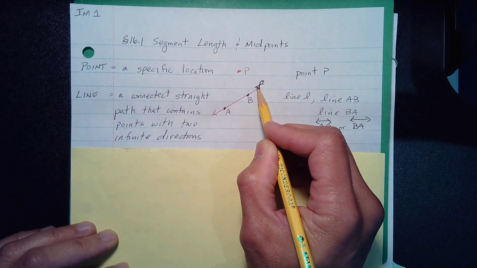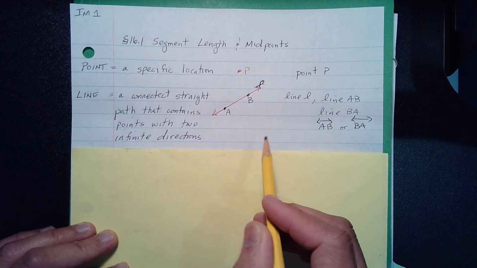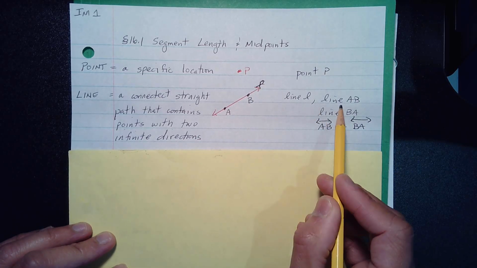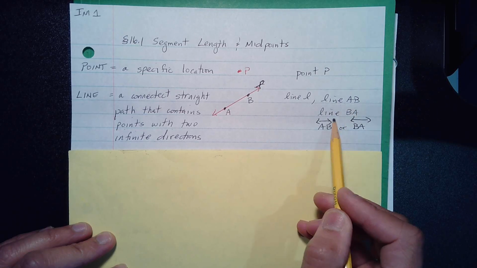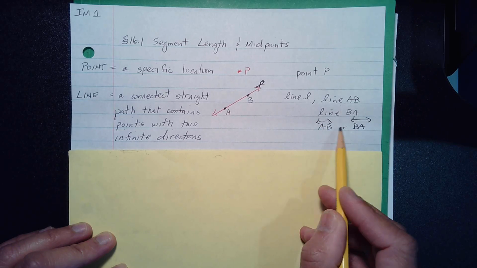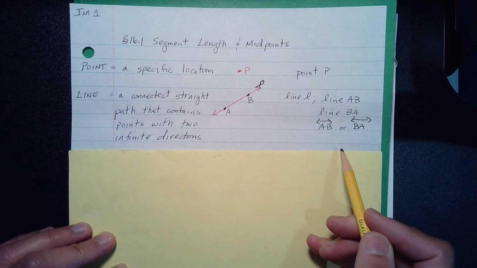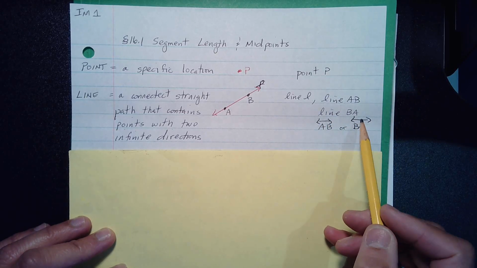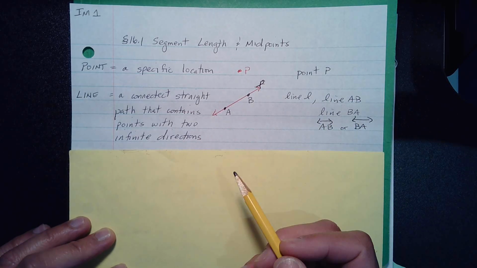This is the letter L, okay? We can state this as line L. We can also state it as line AB, line BA, or you could use this notation, the double arrow AB, and that's line BA. So these are 1, 2, 3, 4, 5 ways to name this line.